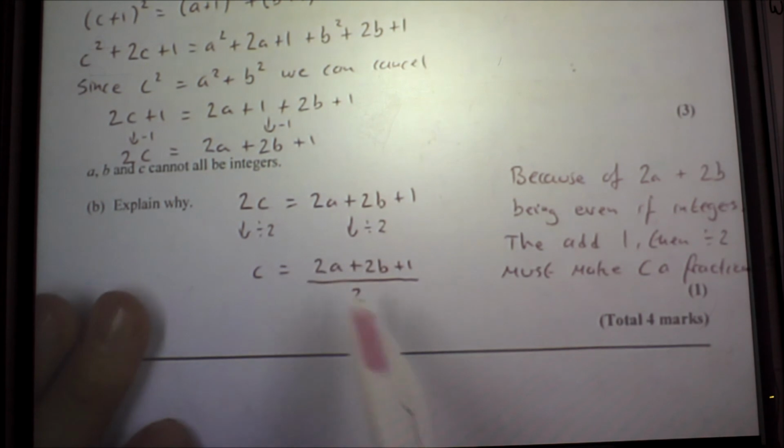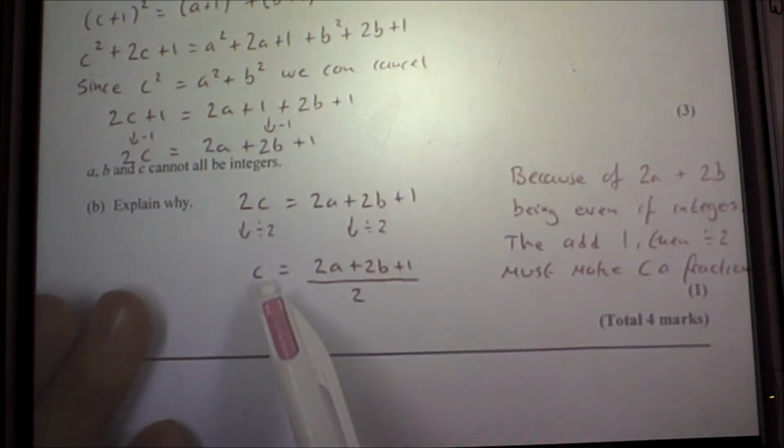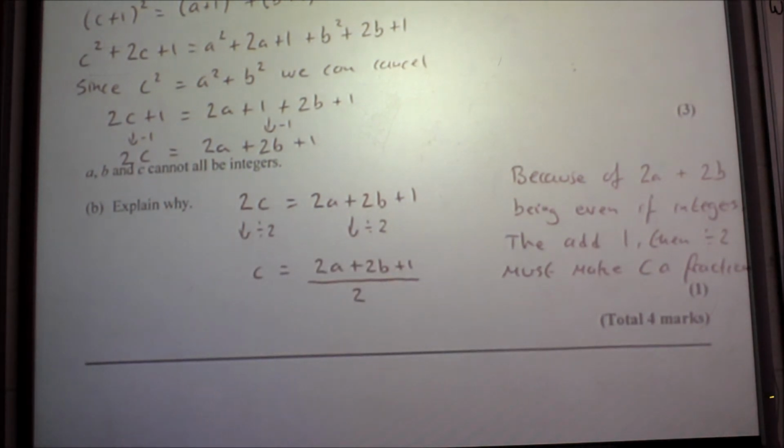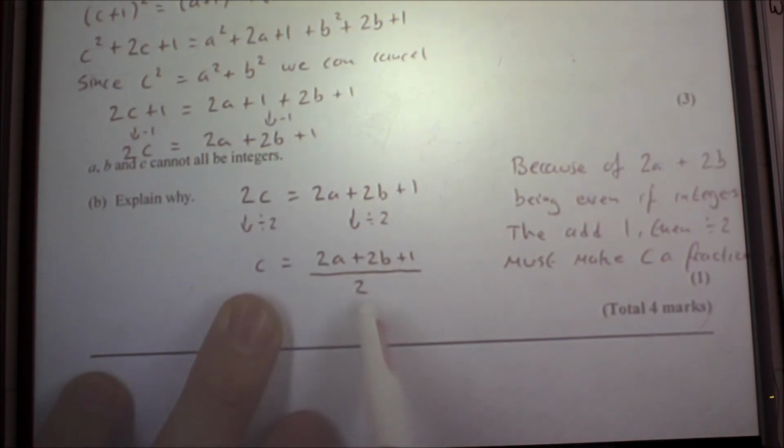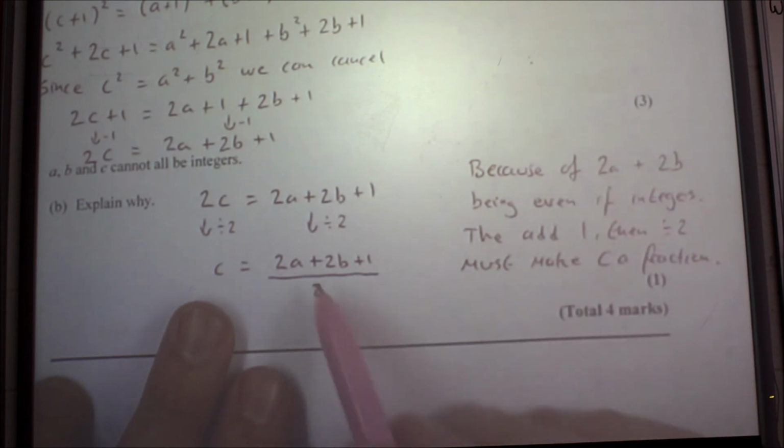I've divided both sides by 2. So c equals, obviously divided by 2, it's just c. Divide this whole lot by 2. So I'm going to assume that a and b are integers. Now it doesn't matter if they're odd or even, because if you times it by 2, it'll always be even.